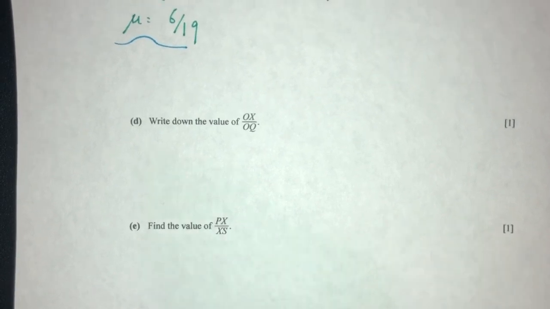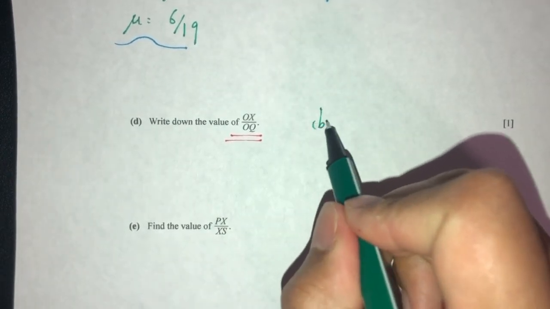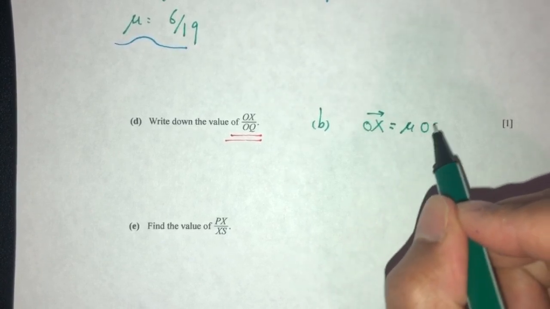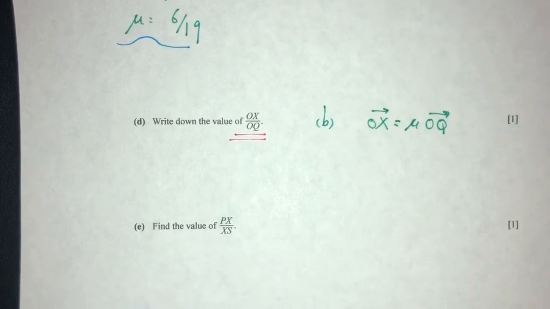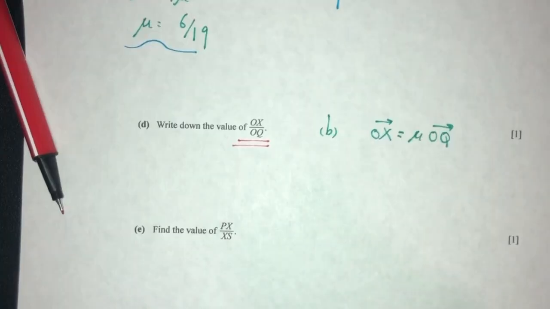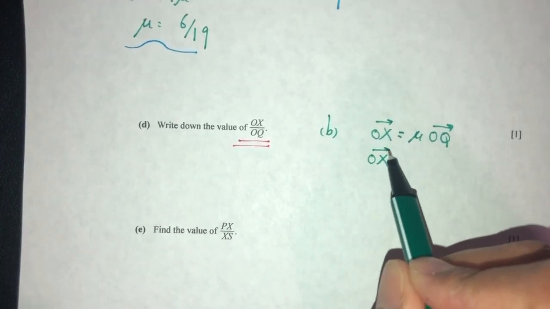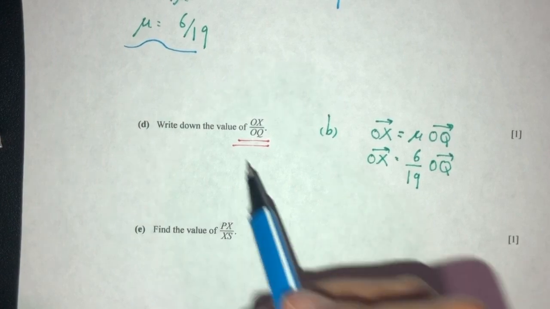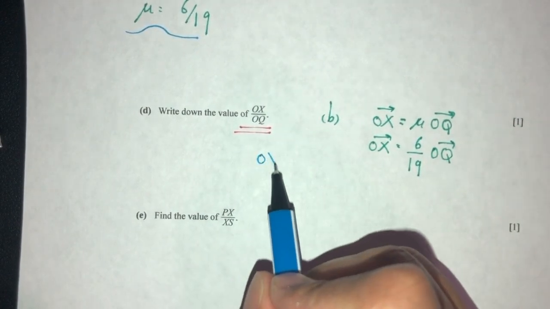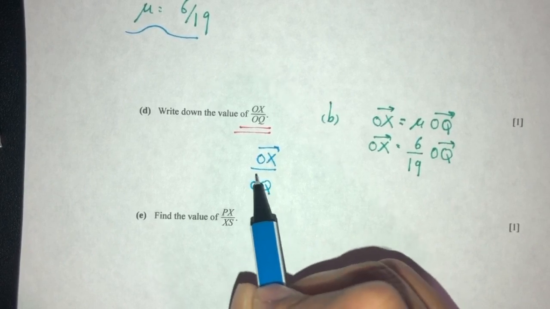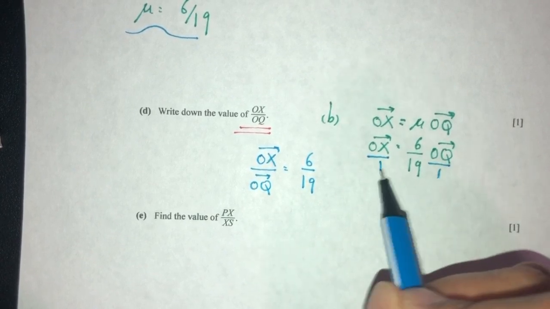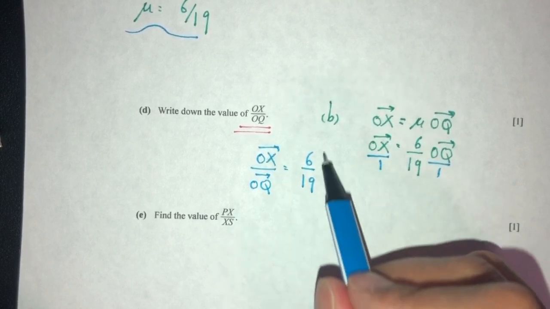So once you have this, write down the values of this. Pretty simple, using the equation from part B. In part B, it is given to you that OX is equal to mu OQ, right? That's from part B. It is given to you right here. So let's use that. So basically OX, we have OX here. Mu is a value of 6 over 19 OQ. Now to find this ratio, divide by OQ everywhere, and you will have OX over OQ has to be 6 over 19. Makes sense, right? Just by using cross multiplication, send this over here. So you will have this as the subject, equal to 6 over 19, for 1 mark.